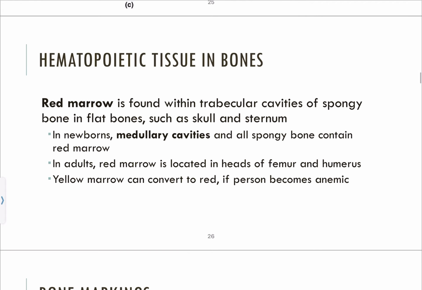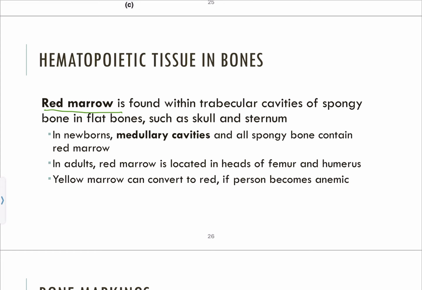Now we can talk a little bit about hematopoietic tissue in the bones. Primarily when we talk about hematopoietic tissue, we're talking about red marrow. The biggest difference here is that if you're still growing and you're an adolescent, the bulk of your marrow is going to be red bone marrow. When you're an adult and you have stopped growing, the bulk of your marrow is going to be yellow marrow.